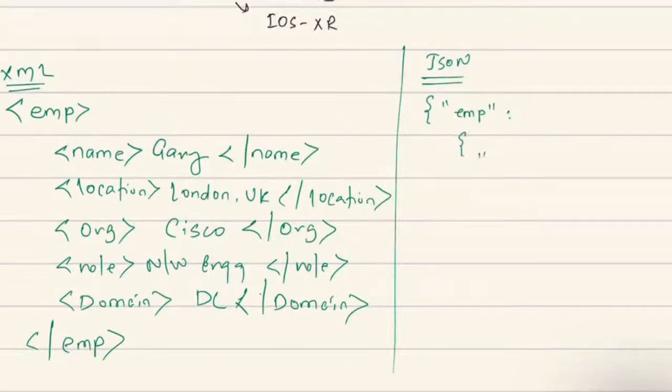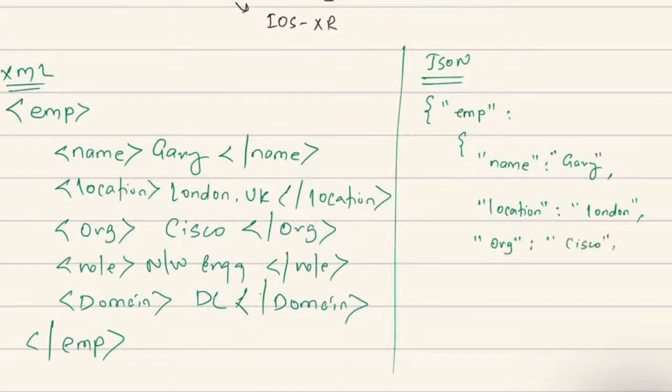Inside of that, then you specify the first key as your name, and the value to that is going to be Gary, again enclosed in quotes. Then comma, you can specify the second key, that's going to be location, and the value can be London. Then give a comma, specify the third key as organization, and that's going to be CISCO. Give a comma, specify the fourth key-value pair, that is going to be role, and the value is going to be network engineer.